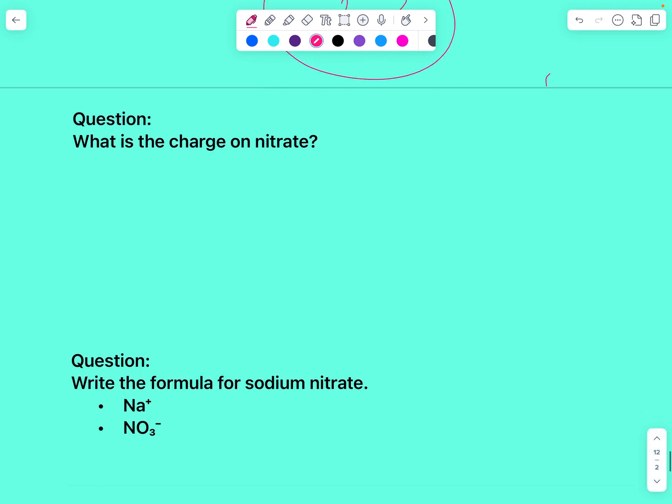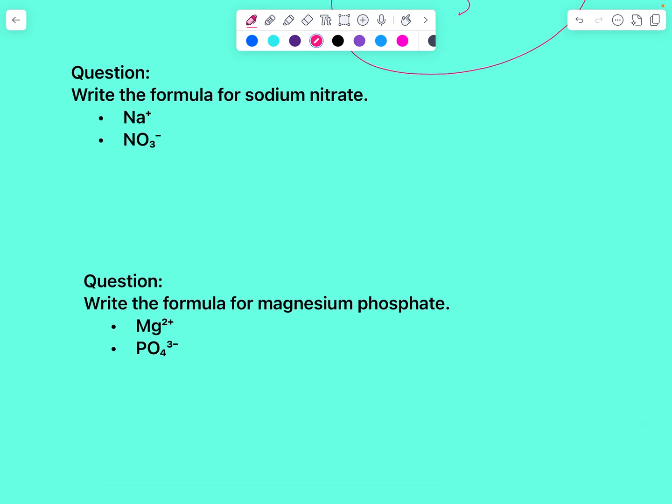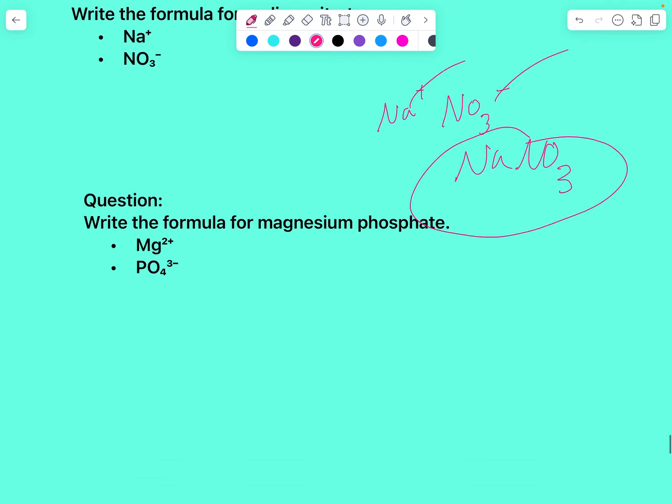Let's do the next one. What is the charge on nitrate? That's your polyatomic ion. So nitrate, if I look, nitrate is NO3 minus. This is a polyatomic ion we memorize. Write the formula for sodium nitrate. A negative and a positive one cancel out. So it's just NaNO3. And that's how you would do that.